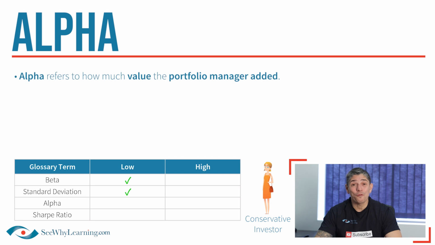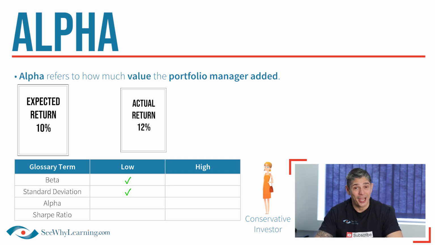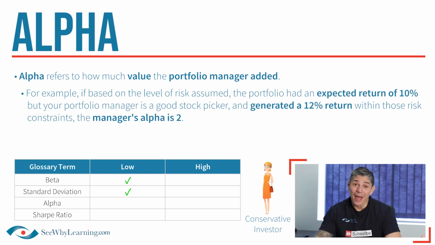Now, alpha refers to how much value the portfolio manager added. For example, if based on the level of risk assumed, the portfolio had an expected return of 10%, but your portfolio manager is a good stock picker and generated a 12% return within those risk constraints, the manager's alpha is 2. Look, it doesn't matter if you're a conservative or aggressive investor. Your portfolio manager adding value to your portfolio is a good thing. So the higher the alpha, the better. And this holds true for Nellie as well.